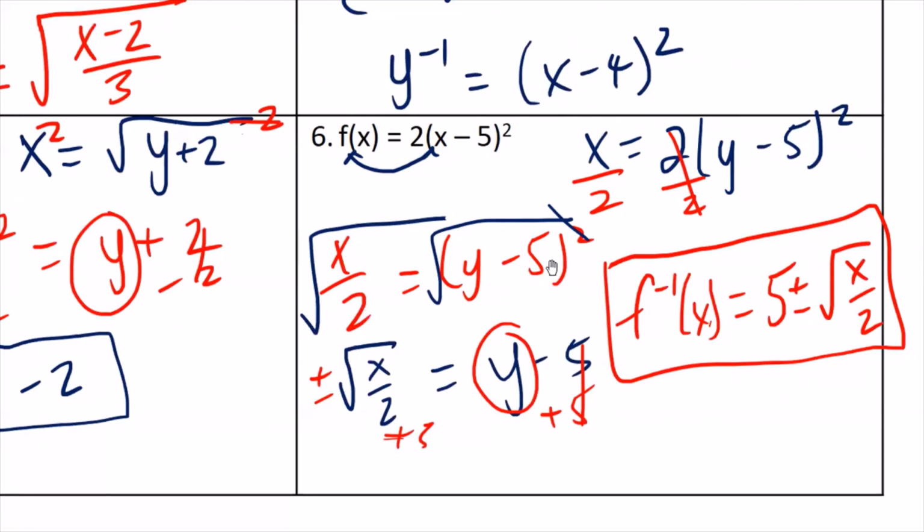After you divided by 2, you had to get rid of the square. So the opposite of squaring something is to take the square root. When you take the square root of something, it's going to create a positive and a negative. And we were left with y minus 5. The opposite of subtracting 5 is to add 5. So we added 5. And we're left with the inverse equals positive 5 plus or minus the square root of x divided by 2.